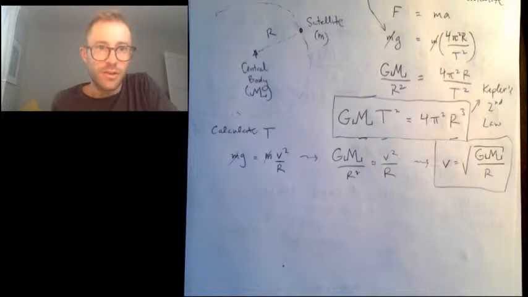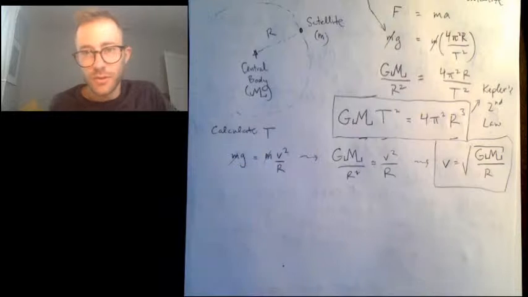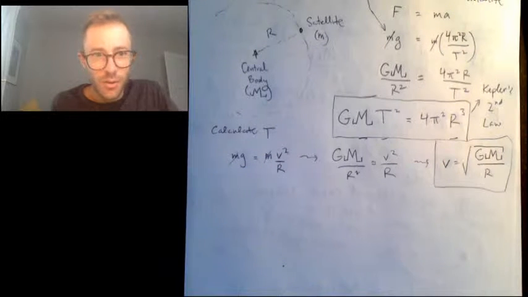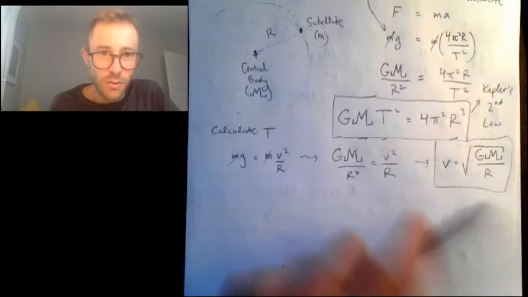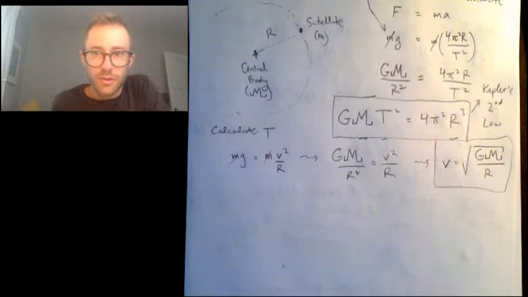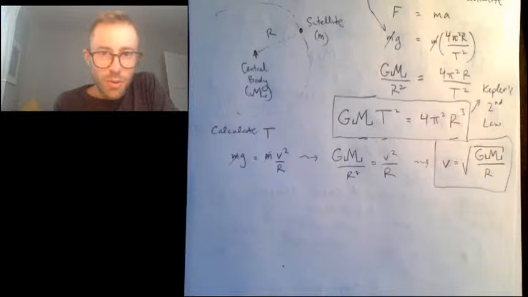So if you're a NASA mission designer, you're going to use this equation. If you want to know what speed it has to achieve, how much fuel you need to carry to get it up to the correct speed where it will stay in that orbit, you can use this equation. So this is really important stuff.